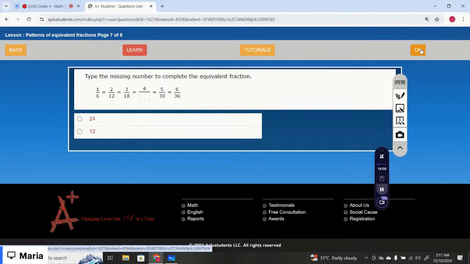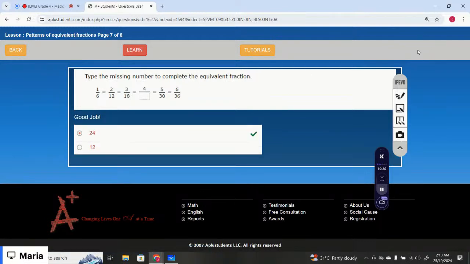Type the missing number to complete the equivalent fraction. So, which is the correct option? 1 by 6 equals 4 by missing number. So, what number is missing? 4 times 1 is 4. So, 4 times 6 is 24. The missing value is 24. Very good. Option number 1 is the correct option.